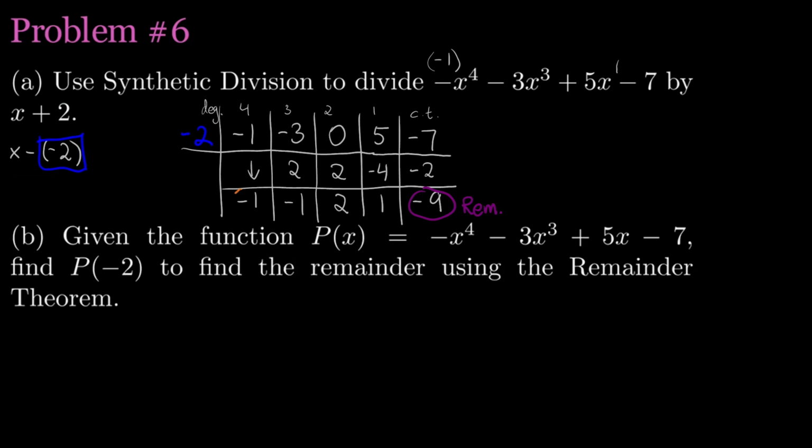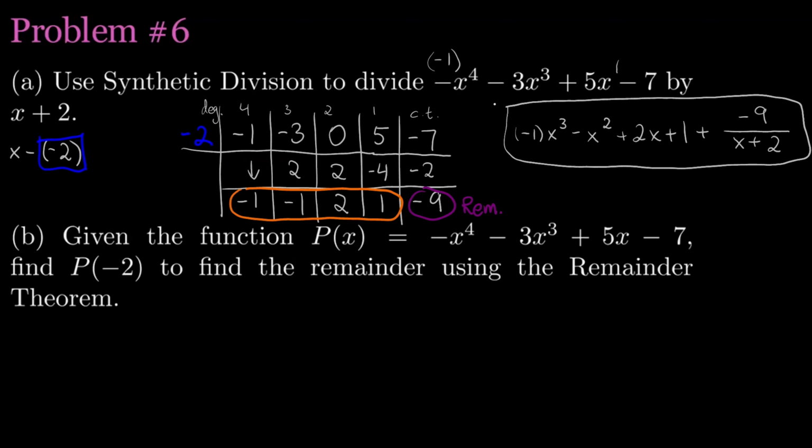Now we identify the quotient. Just remember that the quotient will be 1 degree less than the dividend, so degree 3. So negative 1 x to the 3rd will be the leading term of that quotient, and then go minus x squared plus 2x and plus 1. And to finish the result of the division, we add the rational expression with the remainder on top and the divisor on the bottom. And that is the full result of our division.